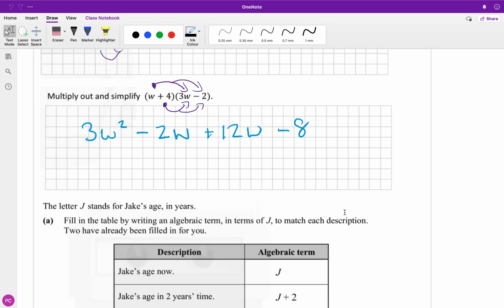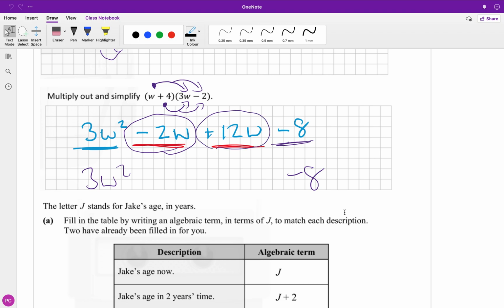Underline the things that are the same. Same method every time. We only have one w squared. We only have one number by itself. And we've two w's by themselves. Write down the easy stuff, 3w squared. Write down the minus 8. And we have minus 2 w's, and we add 12 w's, which is going to give us plus 10w at the end.